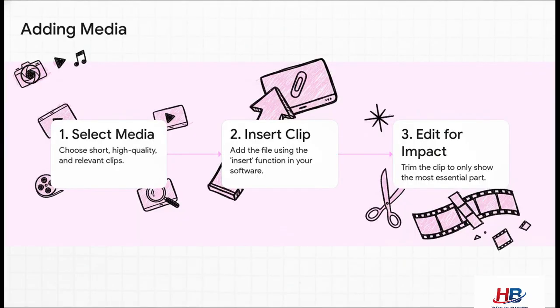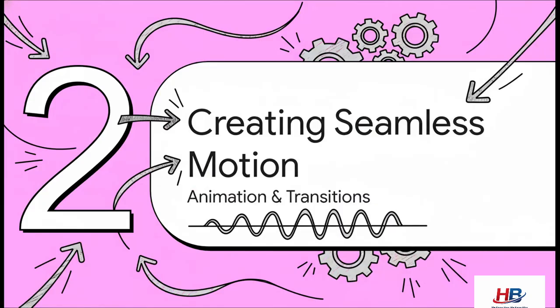And adding it is just a super straightforward 3-step process. First, you select your media. Make sure it's short, it's high quality, and it actually supports your point. Step 2, you just use your presentation software's insert function to pop the file in there. And then third, and this part is absolutely crucial, you have to edit it for impact. Trim that clip down, show only the most essential part. You're not showing the whole movie, right? Just the key scene.